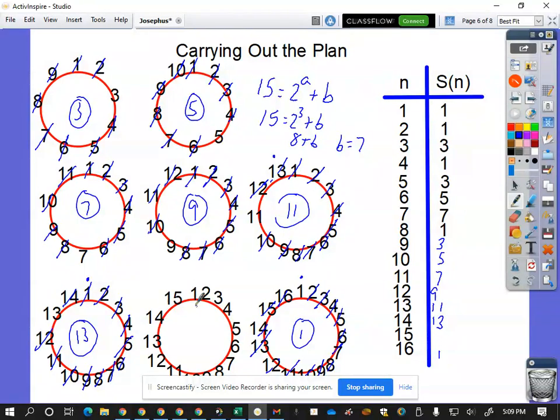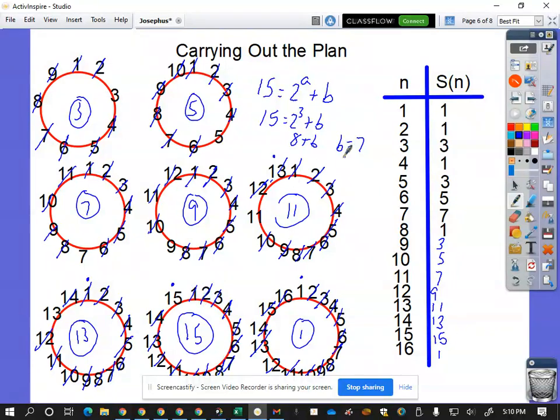So we make 7 eliminations. 1, 2, 3, 4, 5, 6, 7, and now our starting position would be 15. So 15 should be the winning position. And let's follow it through to the end. 15 eliminates 1, 3 eliminates 5, 7 eliminates 9, 11 eliminates 13, 15 eliminates 3, 7 eliminates 11, and 15 eliminates 7, and sure enough, 15 is the winning seat.